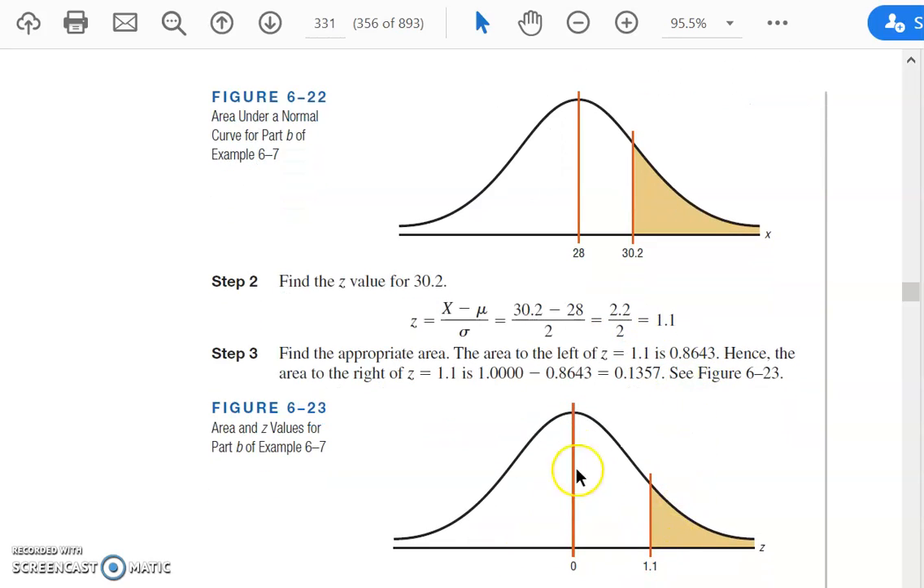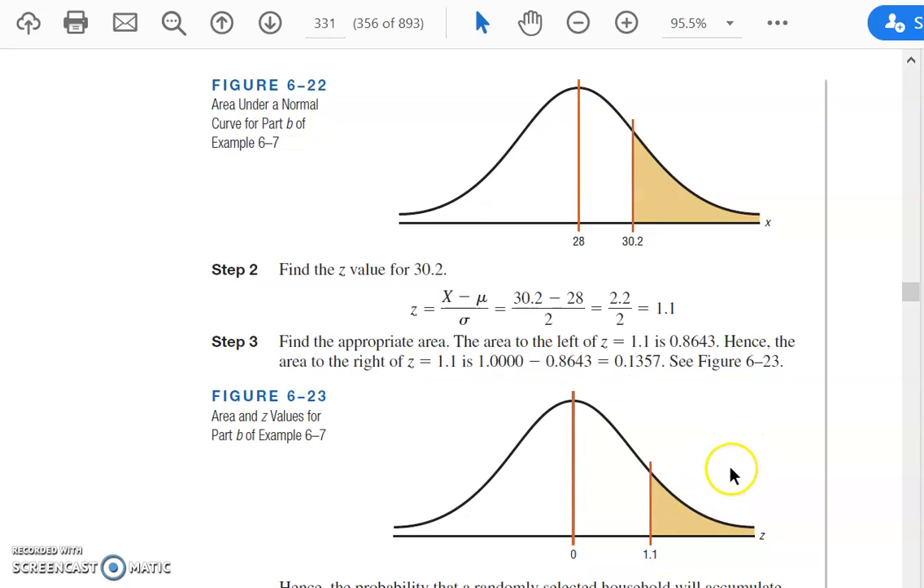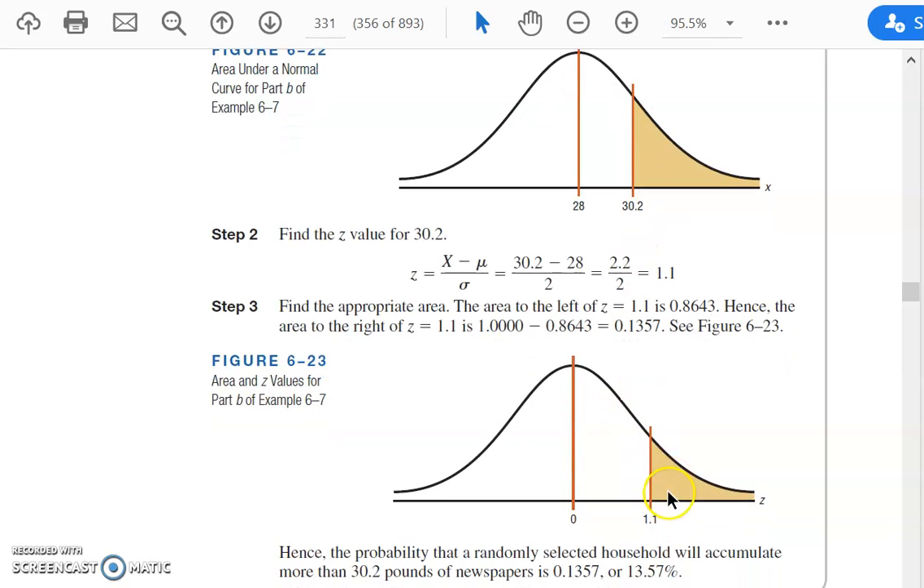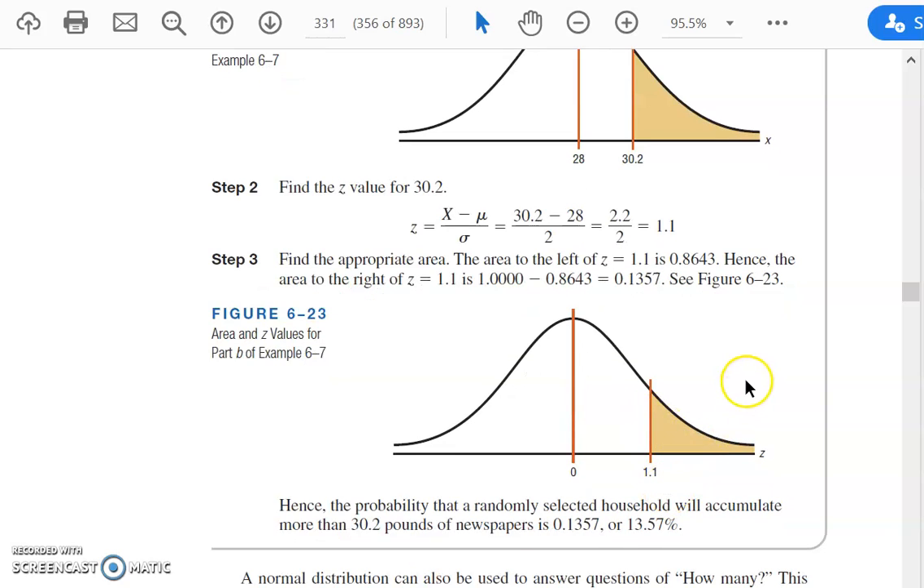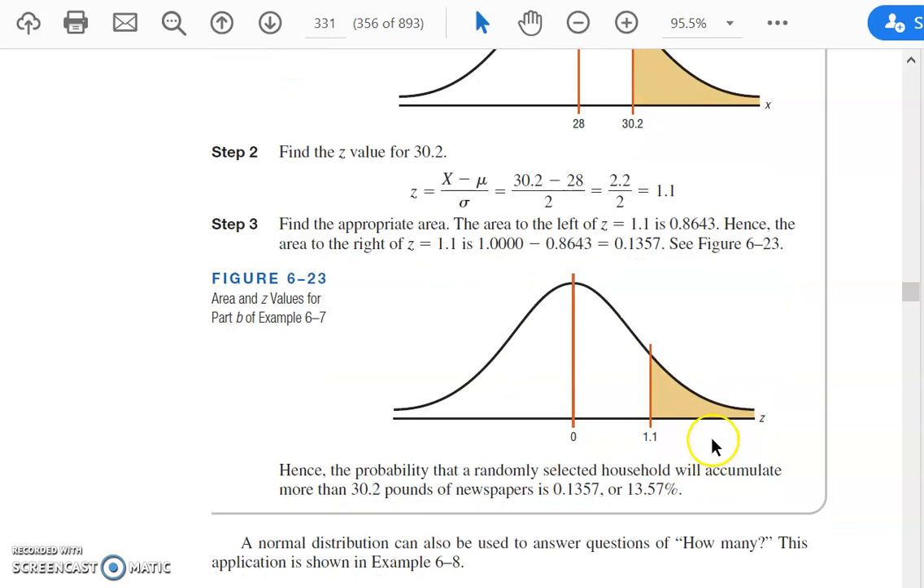So now I draw that cartoon. They're the exact same shape. Everything looks the same. They correspond to each other. So here's my Z scores. 1.1 corresponds to the 30.2. So now what I want is the area to the right of 1.1. Looking at my table, my table tells me the area to the left of 1.1. So I take that area and I subtract that from the entire amount of area.